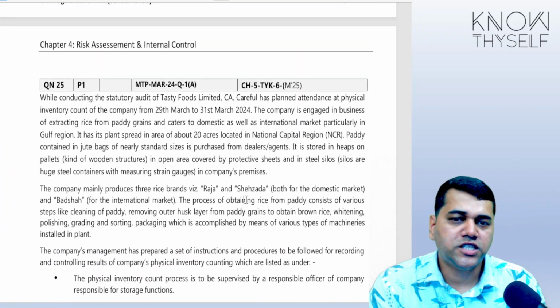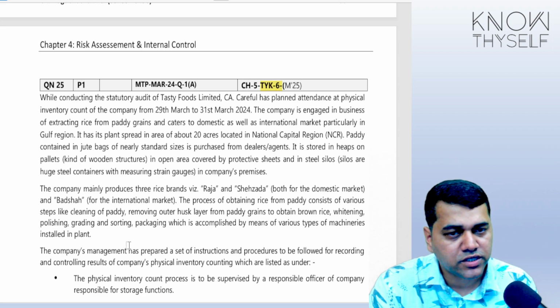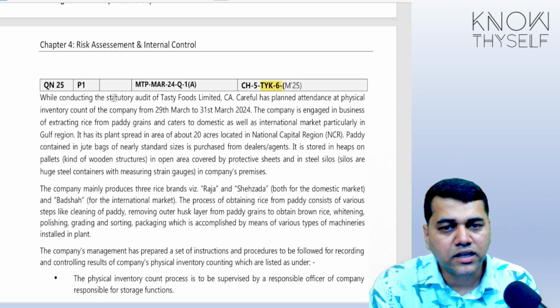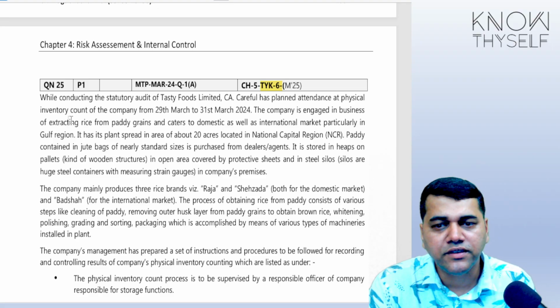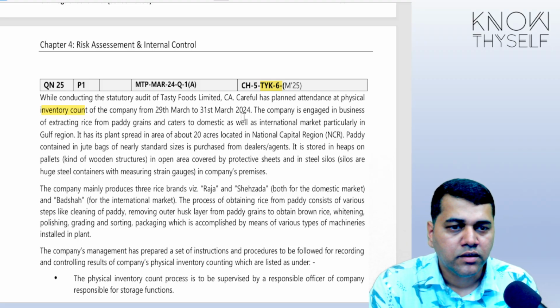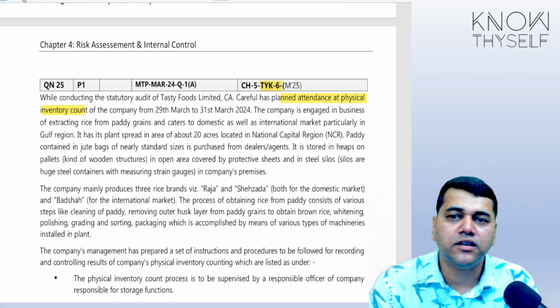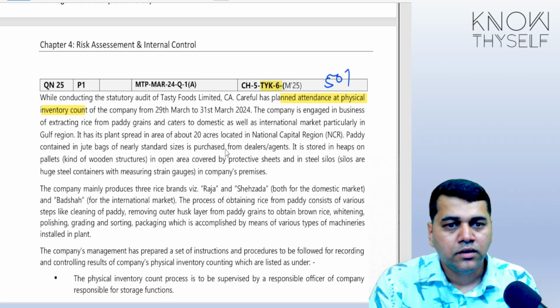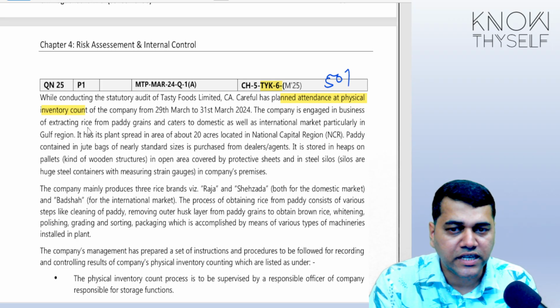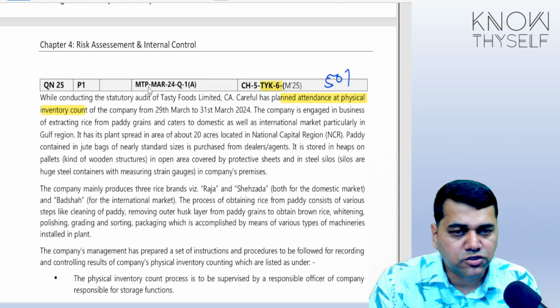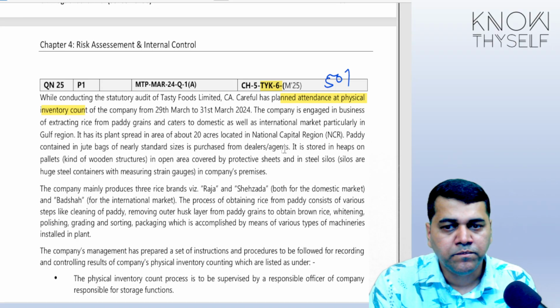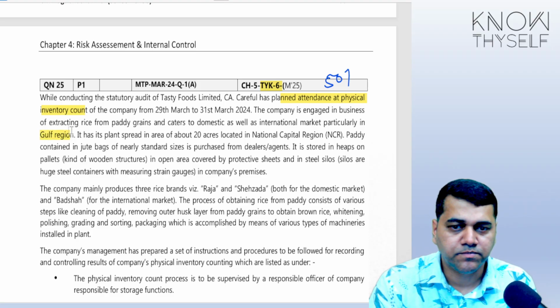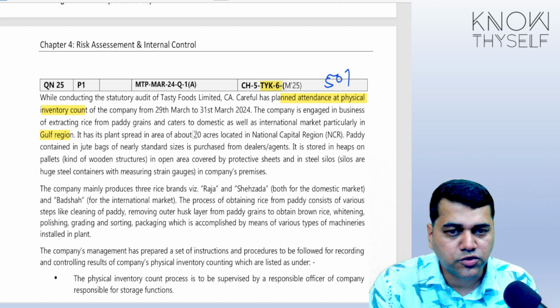Then in March 24 MTP 1 question, which is your test your knowledge question. While conducting statutory audit, the CA carefully planned attendance at the physical inventory count of the company. When you look at this planned attending physical count, your mind will go to SA 501, which is the next chapter. The company is engaged in the business of extracting rice from paddy grains and caters to the domestic as well as international market, particularly the Gulf region. It has its plants spread across 20 acres located in National Capital Region.